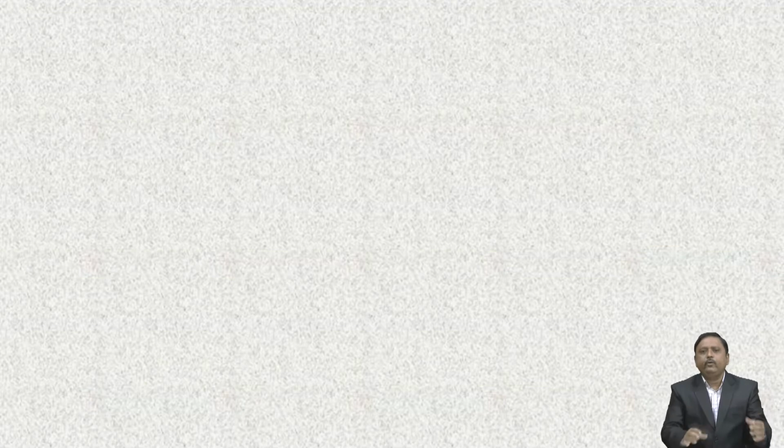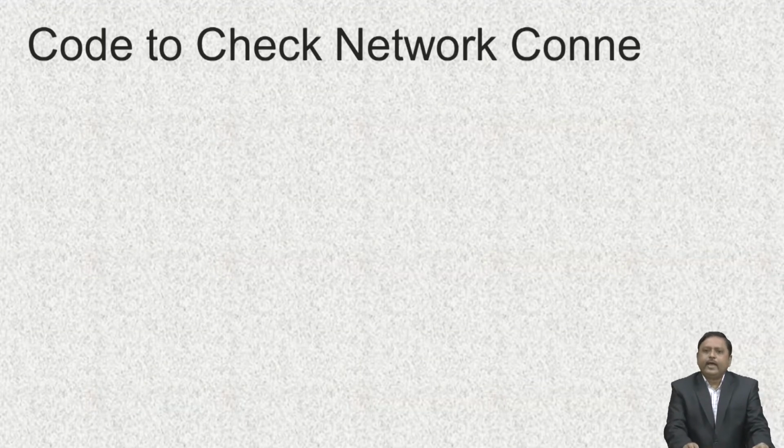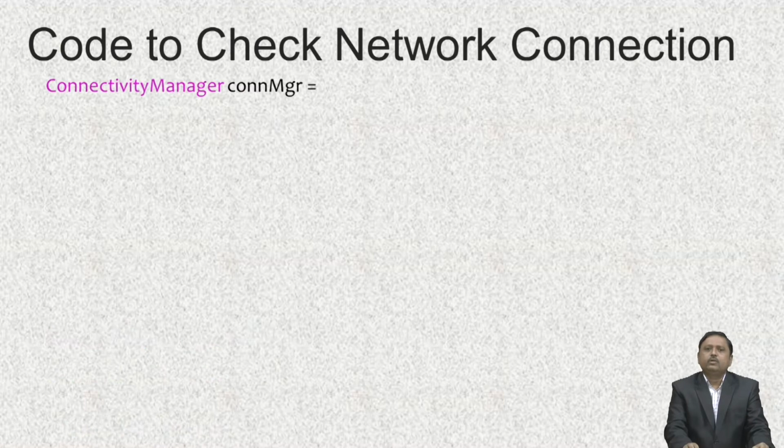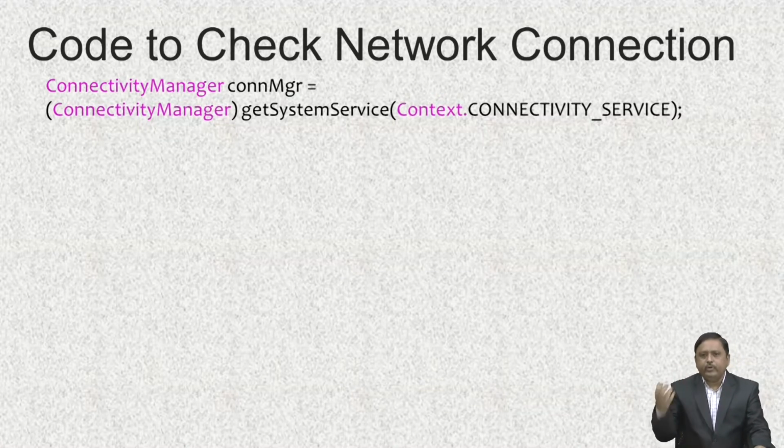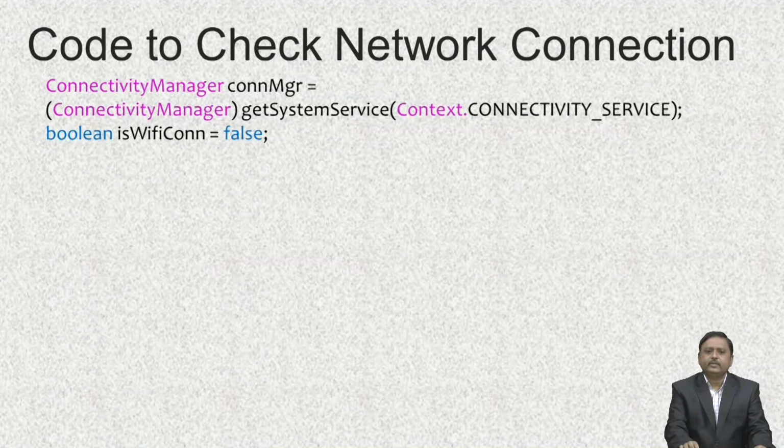Now let us look at the code to check network connection. The first thing you have to do is declare one object of type ConnectivityManager that we have already learned. Using getSystemService and, as an argument, the connectivity service, you can get or create an instance of ConnectivityManager. So these lines actually create an instance of ConnectivityManager, which refers to connectivity services.